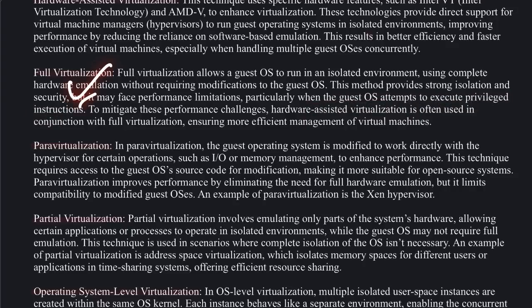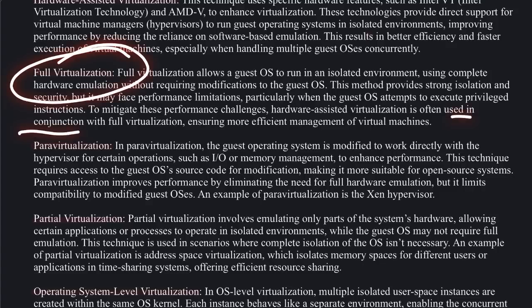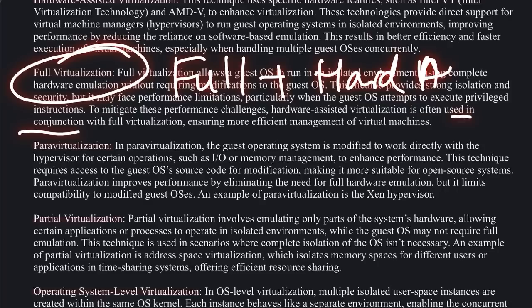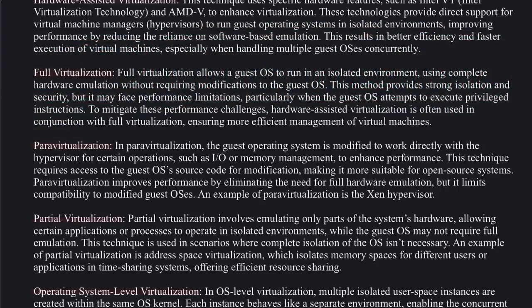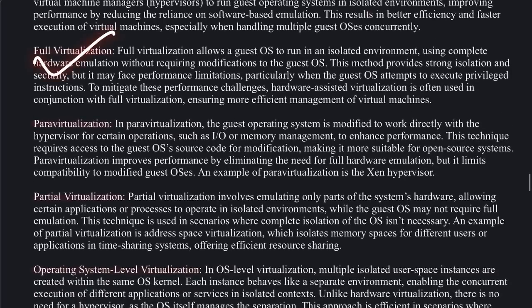In order to overcome these challenges, we have hardware assisted virtualization, which is often used in conjunction with full virtualization. So full virtualization plus hardware assisted virtualization can overcome the issues when we are trying to execute the privileged instructions. This will ensure more efficient management of virtual machines.